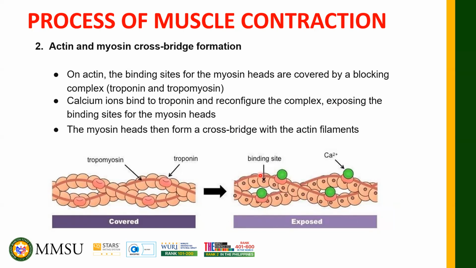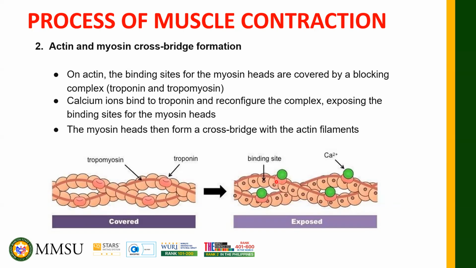Since na-expose na to, merong mga myosin heads in the thick filaments that are usually free na makipag-bind sa mga sites na to. Okay? So yung mga myosin heads now will attach to the exposed binding sites on actin, forming now a cross bridge. Doon magkakaroon ng cross bridge formation. Pag yung myosin heads nakipag-attach doon sa exposed na binding sites, that is now meron nang na-form na cross bridge formation. Okay?